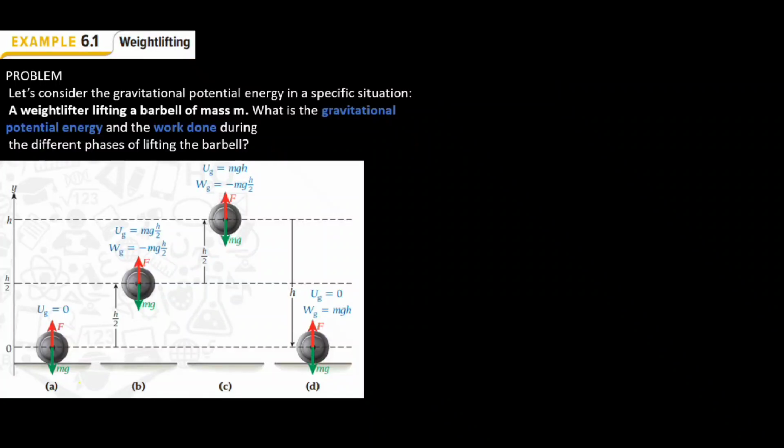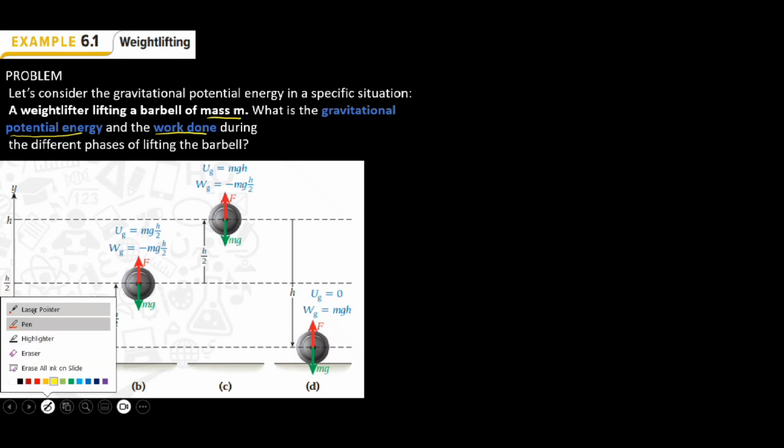In this video, we are going to discuss example 6.1, weightlifting. The problem says, let's consider the gravitational potential energy in a specific situation. A weightlifter lifting a barbell of mass m. What is the gravitational potential energy and the work done during the different phases of lifting the barbell?